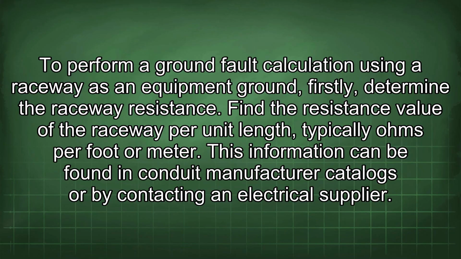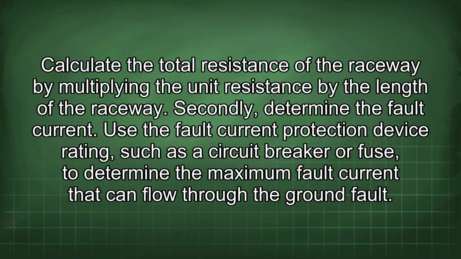To perform a ground fault calculation using a raceway as an equipment ground, firstly determine the raceway resistance. Find the resistance value of the raceway per unit length, typically ohms per foot or meter. This information can be found in conduit manufacturer catalogs or by contacting an electrical supplier. Calculate the total resistance of the raceway by multiplying the unit resistance by the length of the raceway.